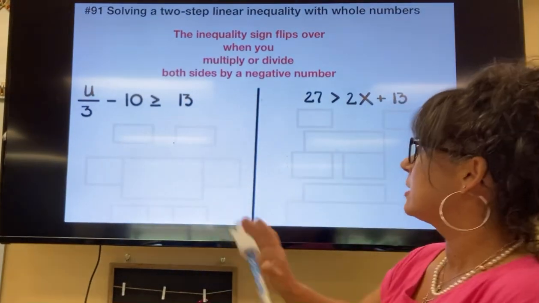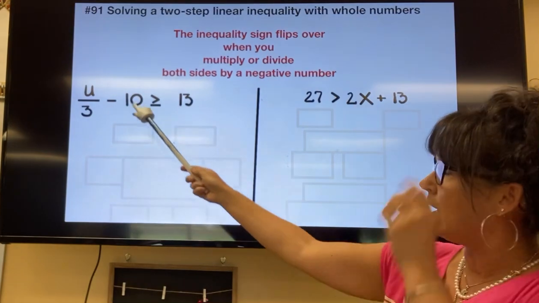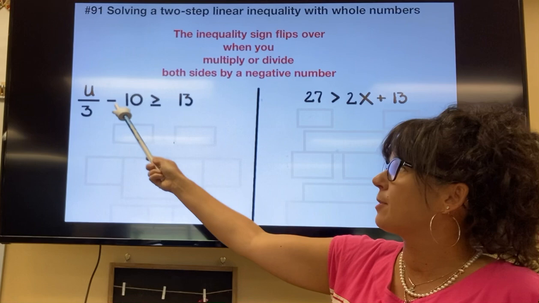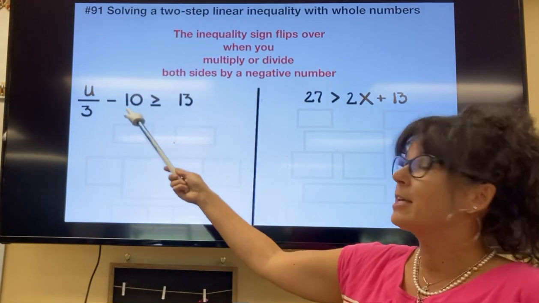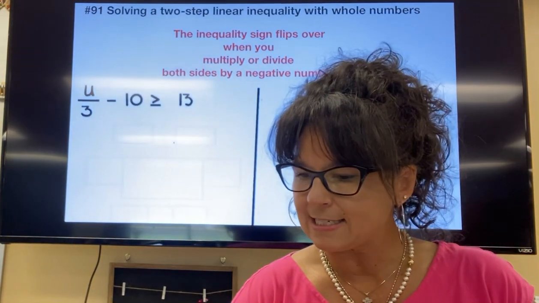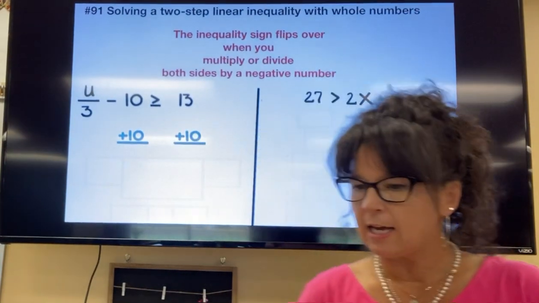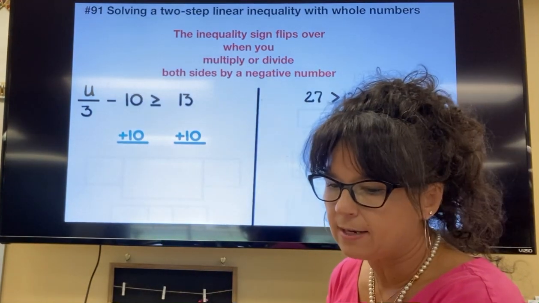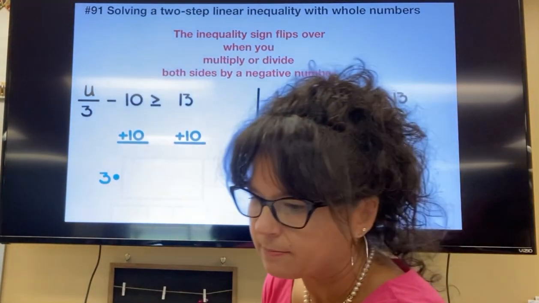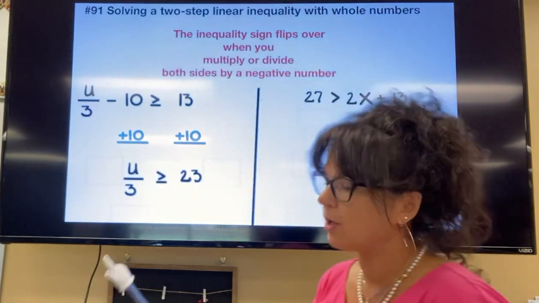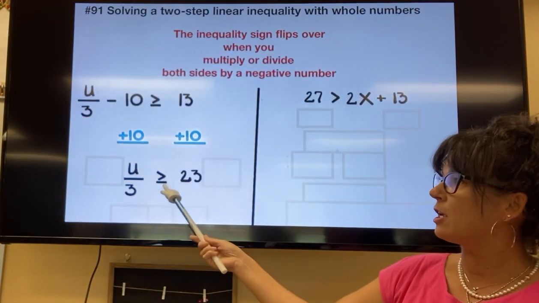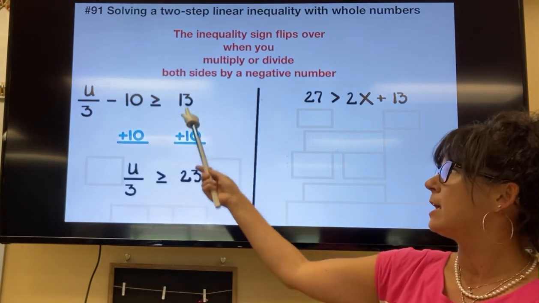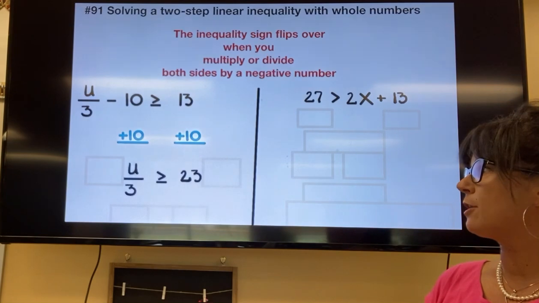In this particular problem here, we would like to get the u by itself. It's being divided by 3, and we have minus 10. So I'm going to get rid of the subtraction first by adding 10. What I do to one side, I do to the other. So on the left side, I still have u over 3. I'm bringing down the inequality symbol. Notice it's going the same direction. It's still greater than or equal to. And 13 plus 10 is 23.